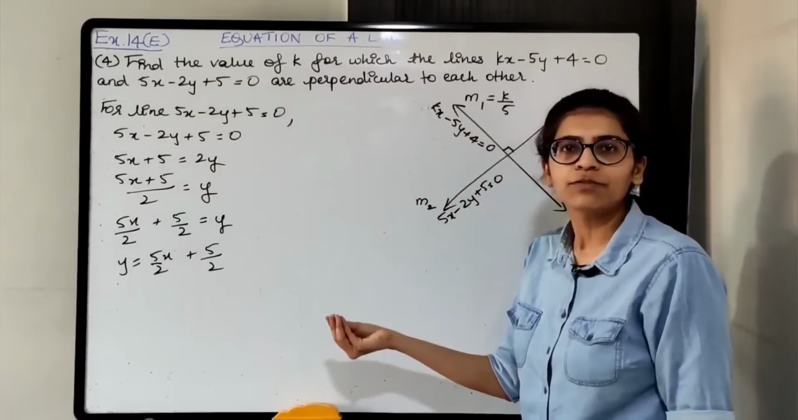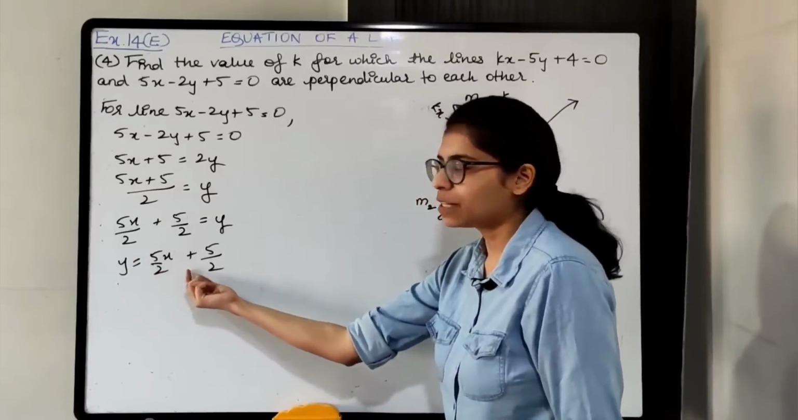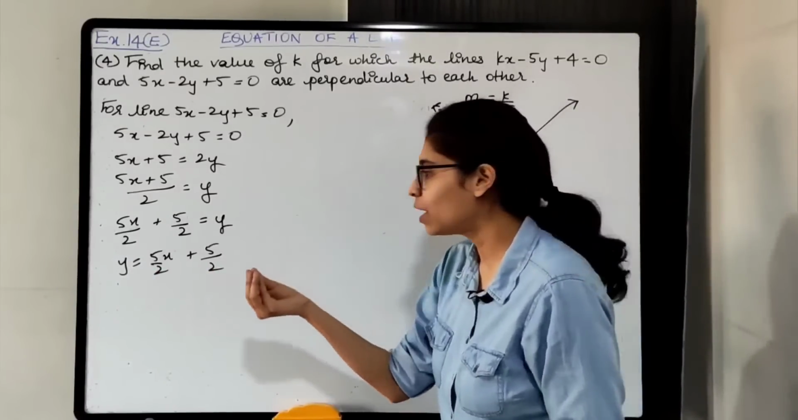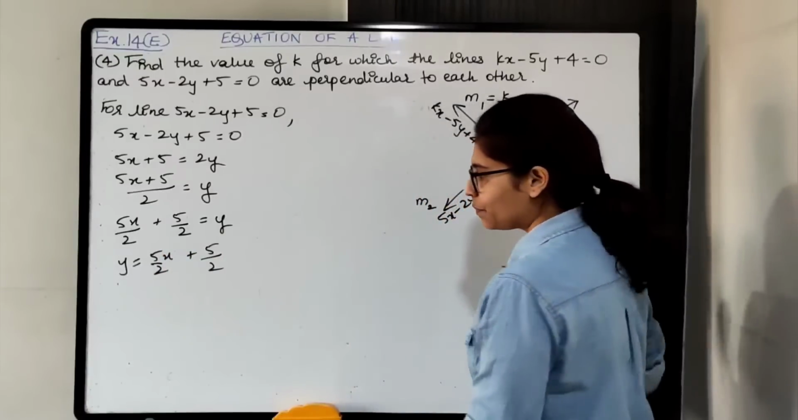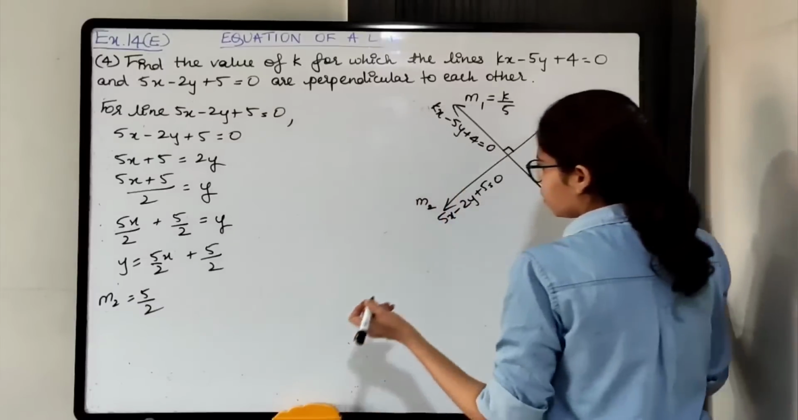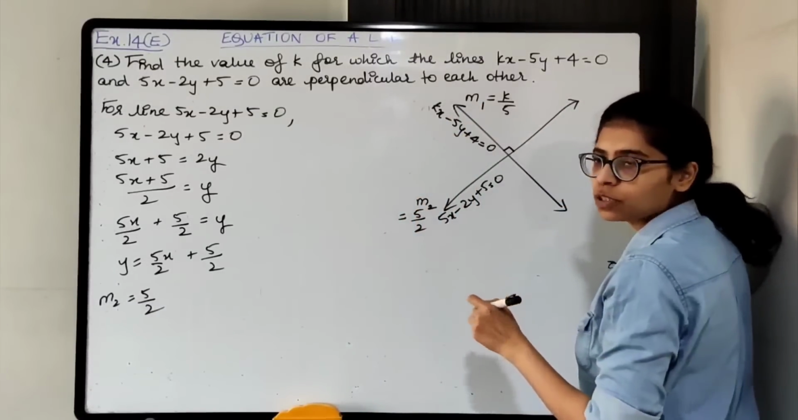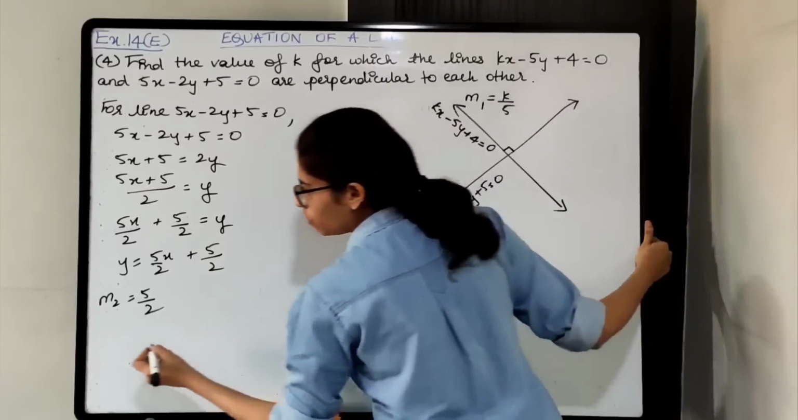Comparing with the standard form, what is the value of slope? y equals to mx plus c. So slope क्या होगा, m क्या होगा, 5 by 2. So m2 is 5 by 2. So we got m2 also. We have m1, we have m2. We know m1 into m2 is equal to -1.